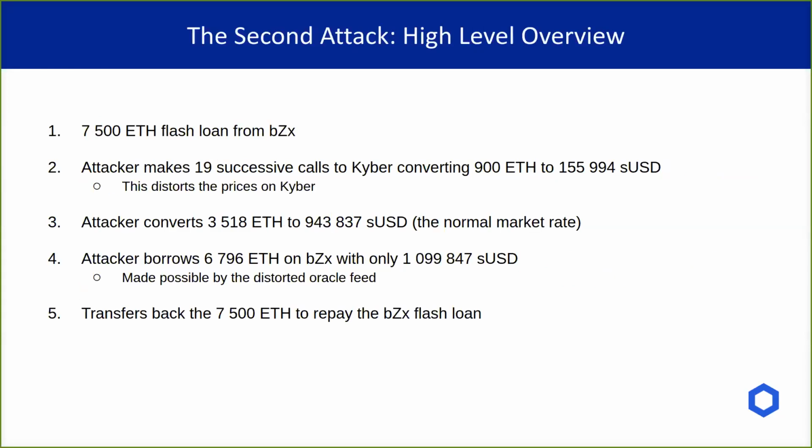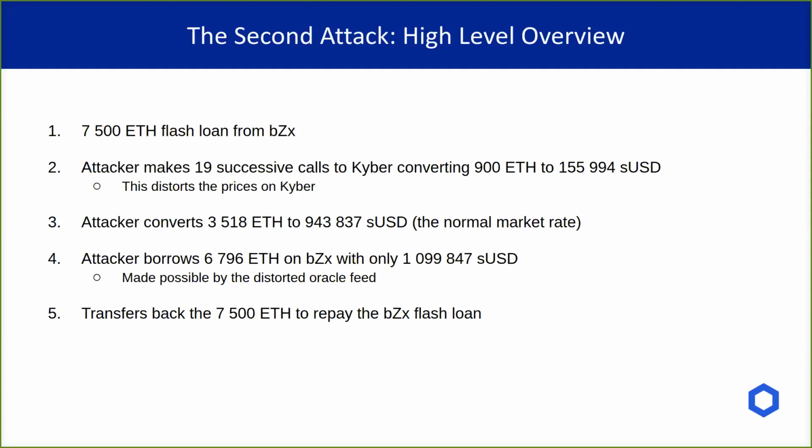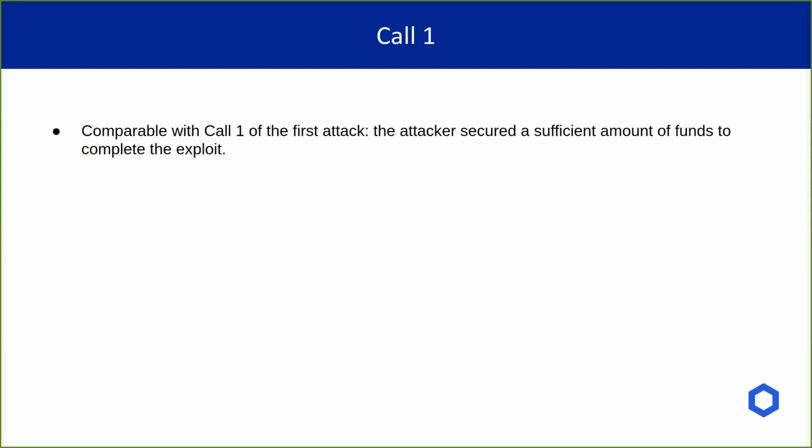It occurred a few days later. It exploited a different vulnerability posed by on-chain reserves actually being used as oracles. So the first call is comparable with the first step of the last attack. The attacker just simply has to secure enough ETH to complete the attack. So 7,500 ETH was secured. He then makes 19 successive calls to Kyber, basically artificially driving the price, getting an incrementally worse price for his ETH. So, call one, like I said, that's just the first stage.